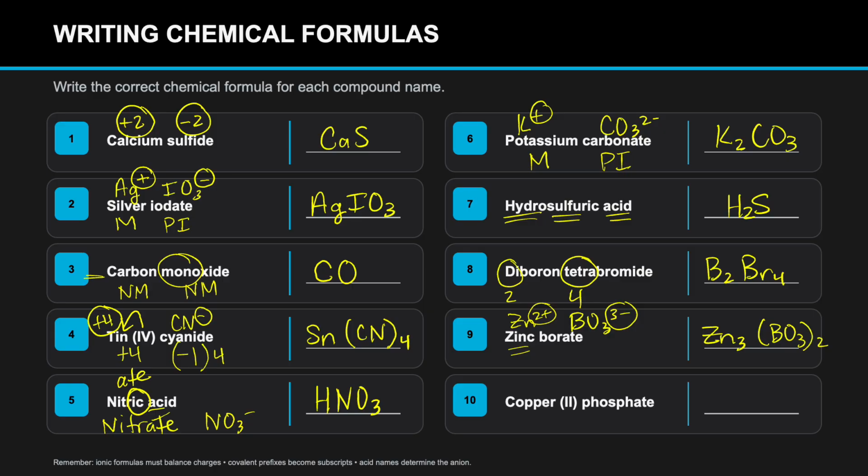And then finally we have copper 2 phosphate, which means copper has a positive 2 charge. And we know phosphate is PO4, 3 minus. So again, we're going to need 3 of the coppers to get to positive 6, and 2 of the phosphates to get to negative 6.